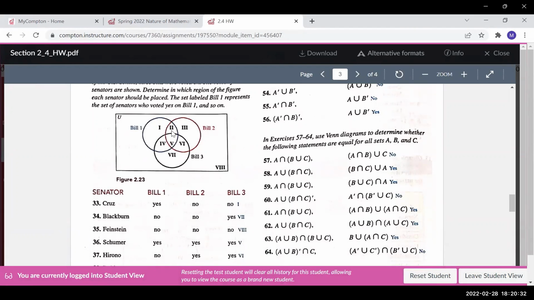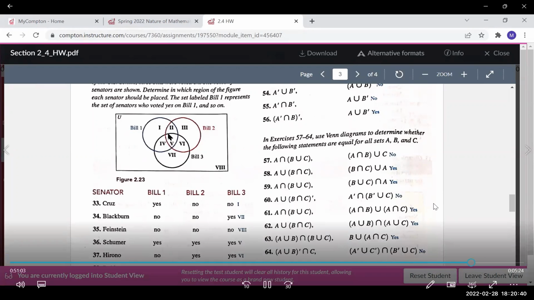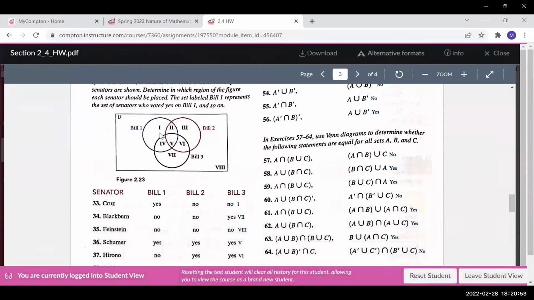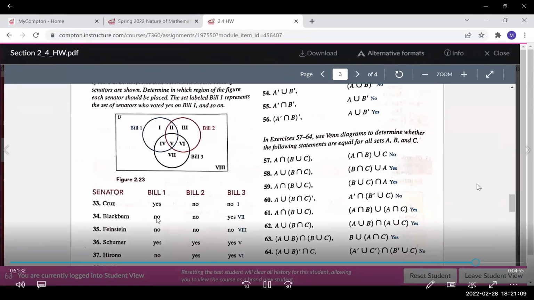Would it be region 1, 2, 4, or 5? You know how they're numbered in Roman numerals? You have to state which of those 4 regions he should be placed in. I would say 1 because he only voted yes for one of the bills, Bill 1. He doesn't cross into the other ones. Exactly right. So he should be in the Bill 1 circle, but not in the Bill 2 circle or the Bill 3 circle. So the only region he should be in is region 1. That's why the answer is 1 right there. You see it on the side.